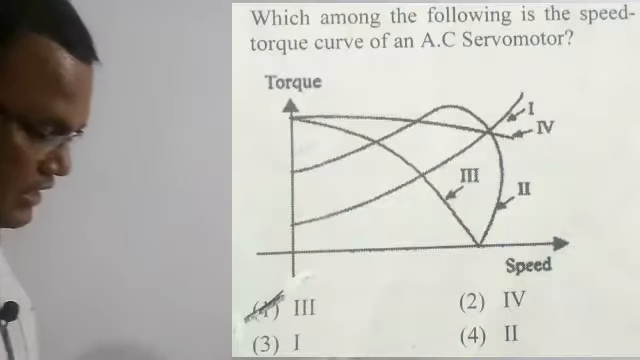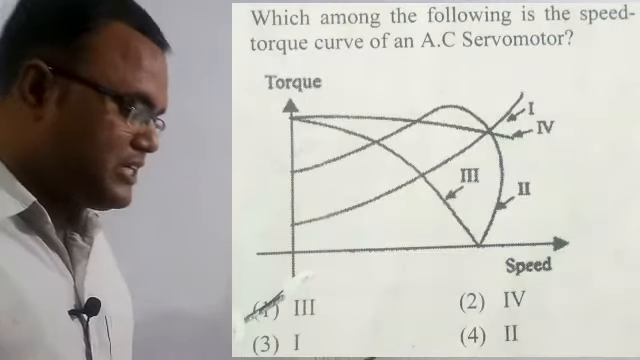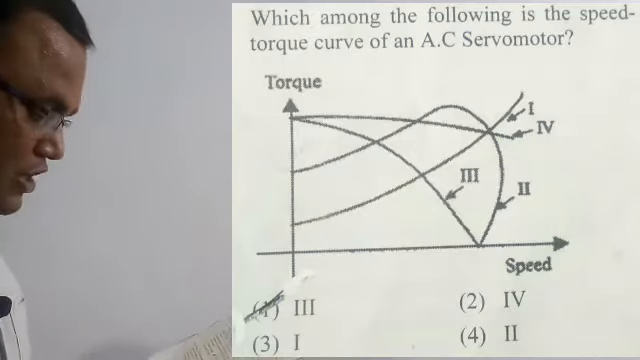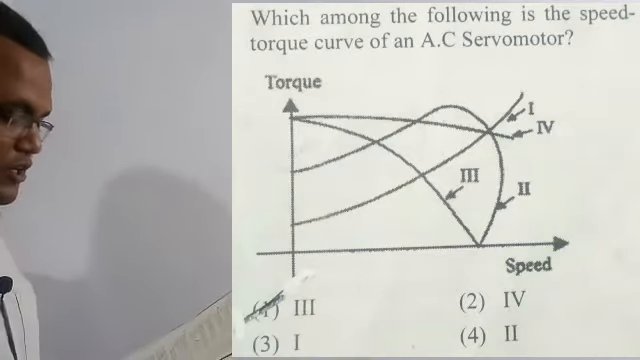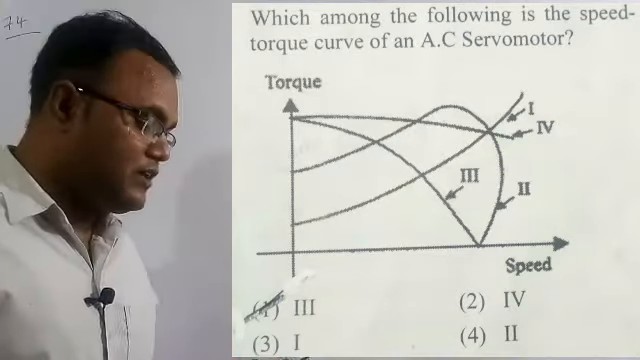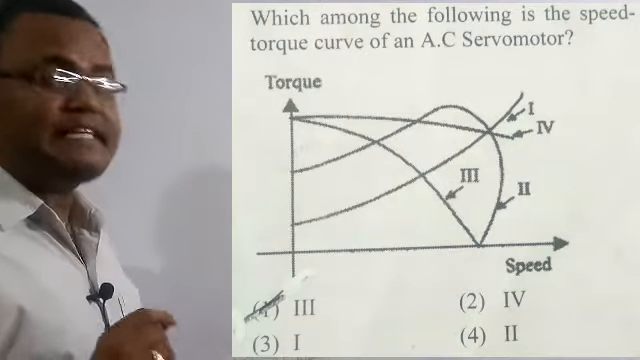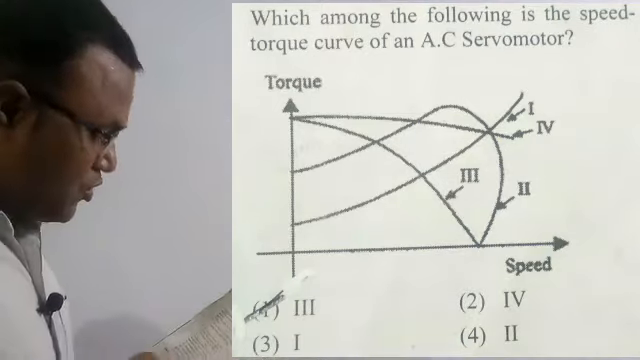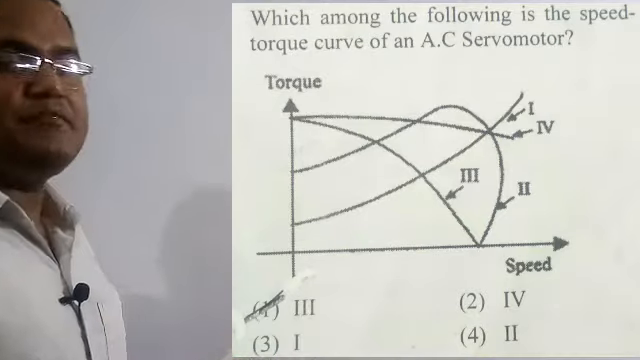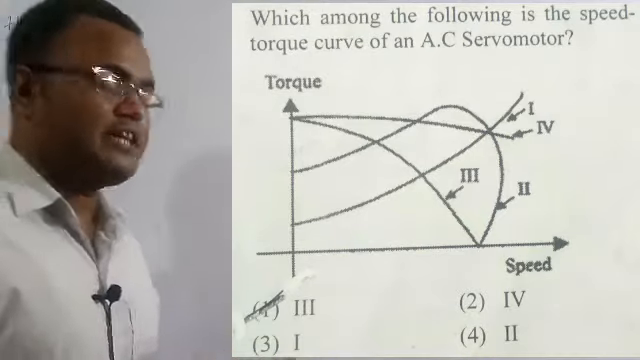See the question here. Which among the following is the speed torque curve of an AC servo motor? Here they have given 4 curves showing the relation between the torque and the speed. Out of the 4 curves, which curve represents the AC servo motor? Here they have given 4 options. Option A, which is the third figure, is the correct solution of this question.